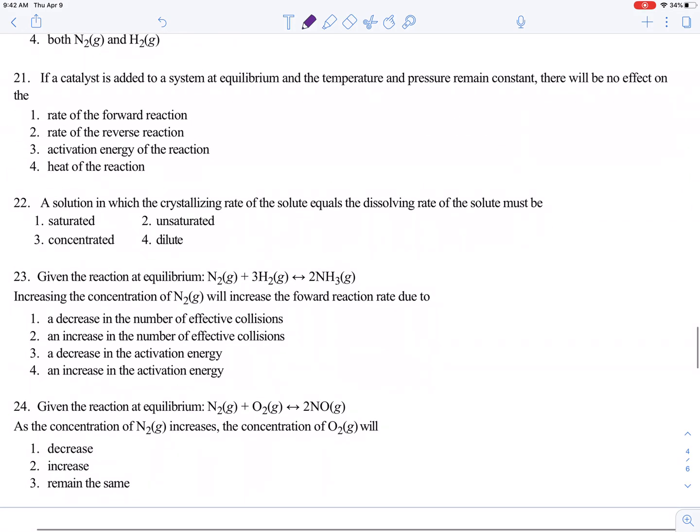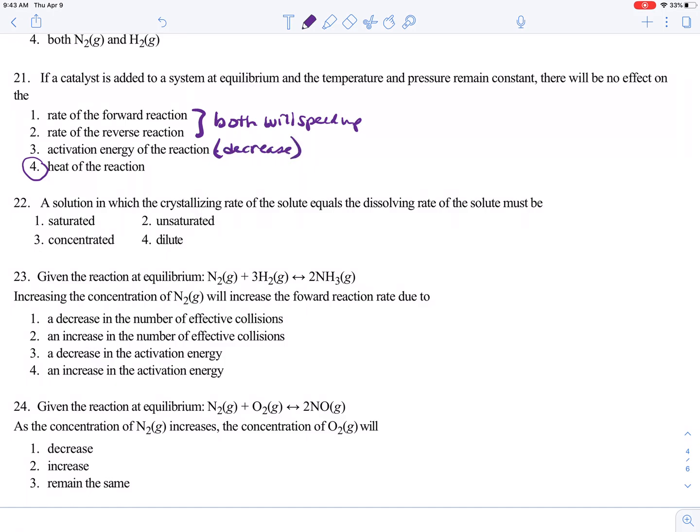21, if a catalyst is added to a system at equilibrium, the temperature and pressure are constant, there will be no effect on the heat of the reaction. Both of these will increase. So both will speed up. It's going to decrease the activation energy, but it's not going to change the heat of the reaction or the delta H because the starting point and the ending point aren't going to change when I add a catalyst. It's just the route that I take in between.